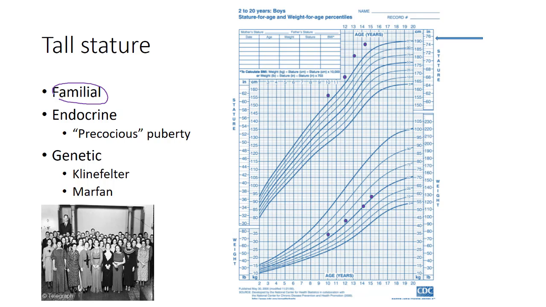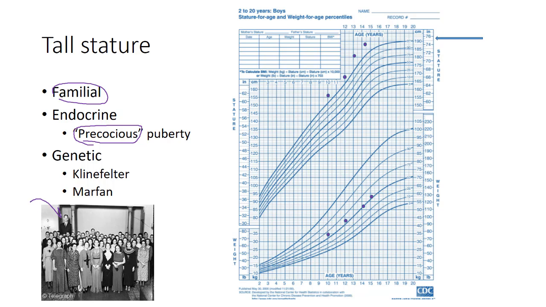Tall stature is actually most commonly familial. Just the father 6'8" and the mother 6 foot, and children are destined to be pretty tall. And you can see that on this curve over here. The targeted height is way up here, or greater than 95th percentile, and that's where the child is tracking, and that'd be pretty normal. Endocrine, you have precocious puberty, but more commonly we're going to see in pediatrics just early puberty, which is sort of a mixed finding. And then you have some genetic syndromes such as Klinefelter and Marfan's.